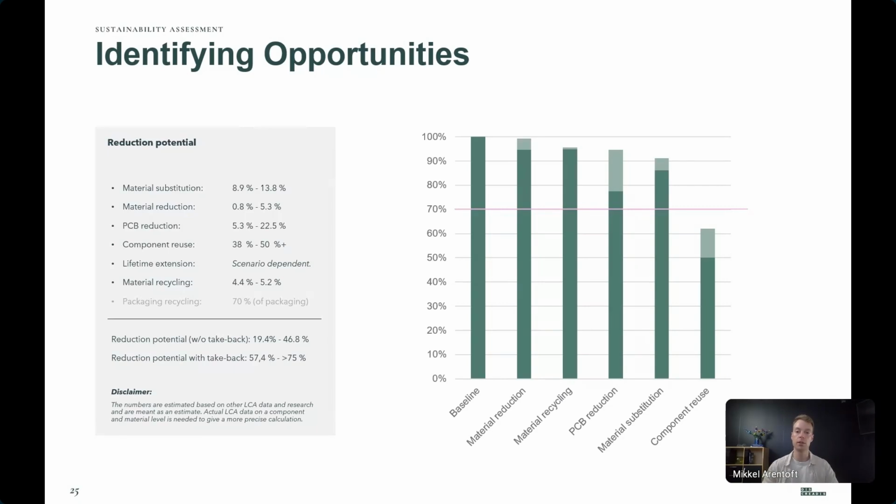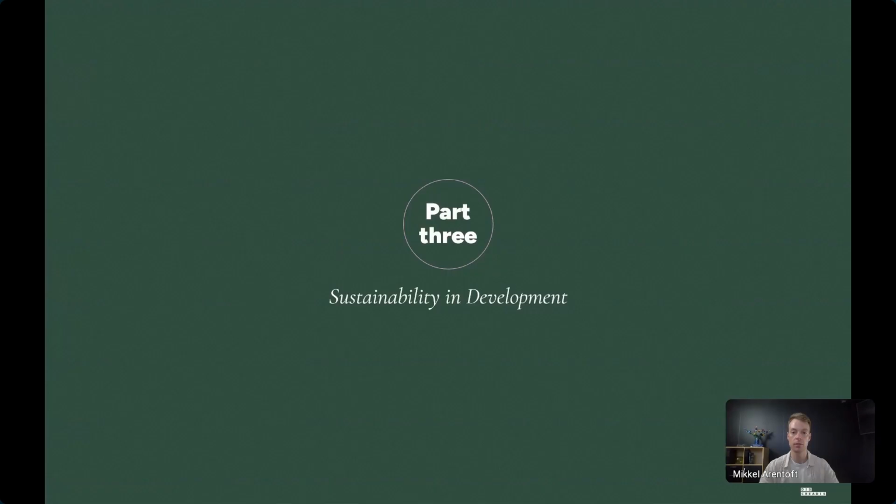The scenarios are depicted on the graph, with the pink line being the reduction target of 30%. It's clear that without takeback for reuse of components, multiple scenarios have to be combined in order to reach the target. However, it also shows that based on these estimations, a 30% reduction of impacts is feasible without takeback. Reusing major components such as the PCB could further reduce the impact by up to 50%.